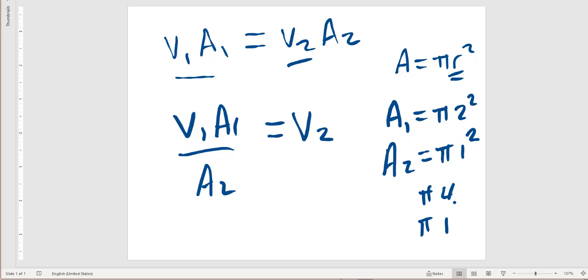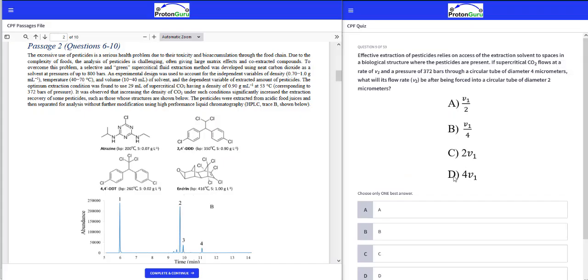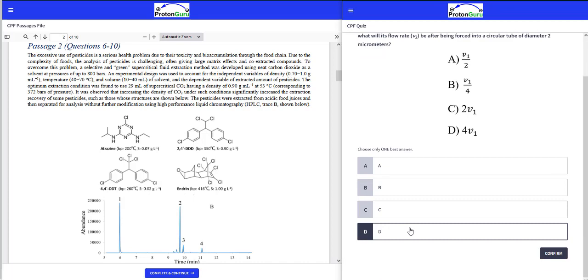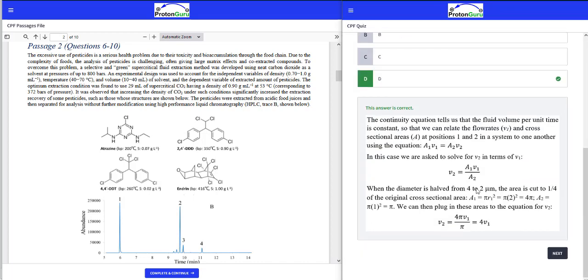So we need to plug these in. A1 is 4 pi. A2 is just pi. It's 1 pi. Pi will cancel, so V2 equals 4 times V1. This is one of our answer choices, choice D, and that is the correct answer.